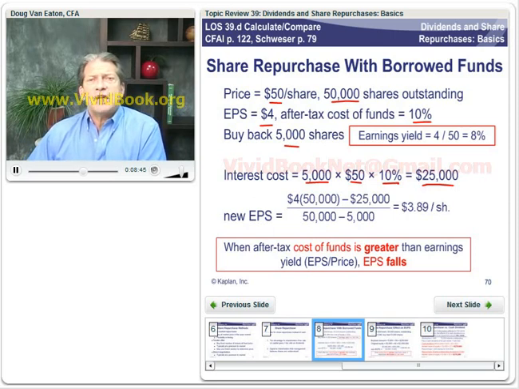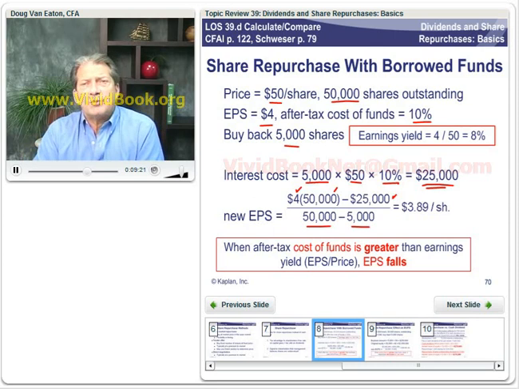So now let's just calculate our new earnings per share. Well, we had earnings of $4 a share on 50,000 shares. So we had 200,000 in earnings. And now we're going to subtract from that this interest cost that we have to pay annually on the borrowed funds. So that's our new net income. In the denominator, we want the number of shares. Well, there were 50,000 outstanding, and we bought back 5,000 of them. So we divide by 45,000 and get earnings per share of $3.89. So the earnings per share fell.